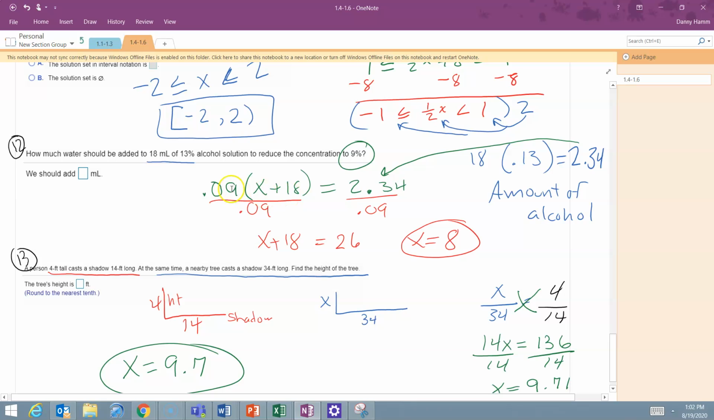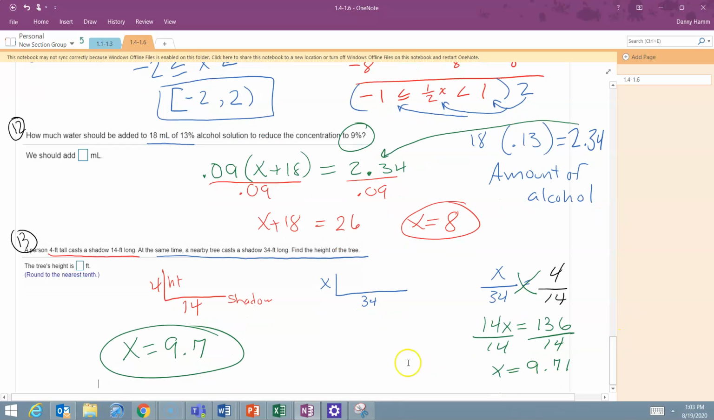So you see here in green, we need 9%, or 0.09, times something that we're adding to that original 18 that will still equal 2.34. This is how we're using that alcohol, because it is going to be the same in the original as well as the solution where we add water. Instead of distributing that 0.09, I just divided by it. It seems a little bit easier. But if you want to distribute it, by all means. We do that, solve, and we get that we need to add 8 milliliters to change the concentration.